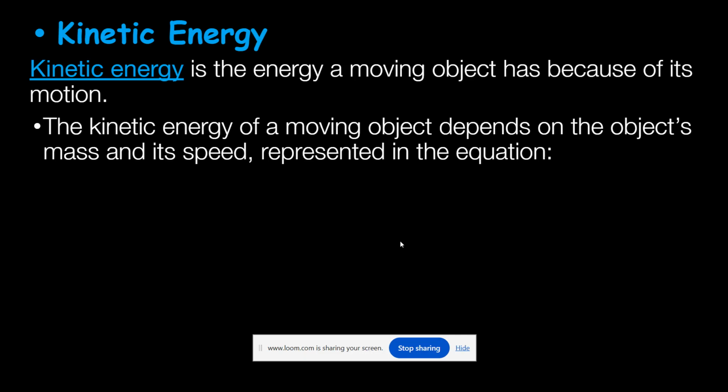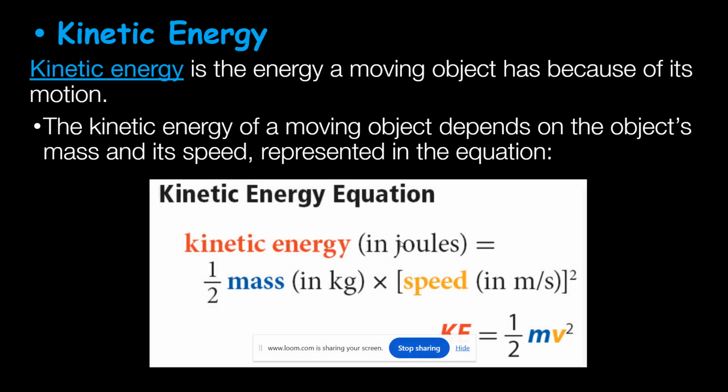So we know that energy is the ability to cause change. It's measured in joules, and there are many different types of energy. We gave a few examples with electrical and chemical and thermal and radiant. Those are all versions of energy. When we talk about kinetic energy, it's the energy of something moving. And this is the equation that we're going to use.